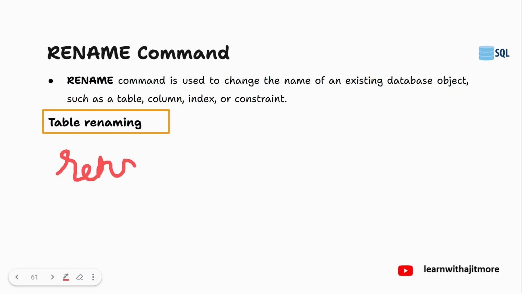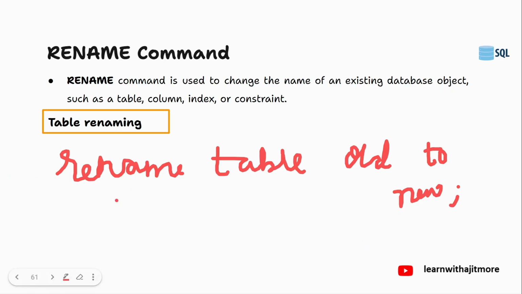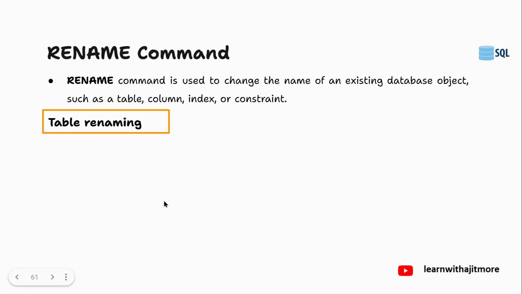Just directly use the command rename. Then what do you want to rename? Table. Therefore, the keyword table, then the old table name, then the keyword to, and the new table name. That's all. Get it? This is direct. No need to use it with alter. Direct rename command to rename a table. See: rename table old table name to new table name.